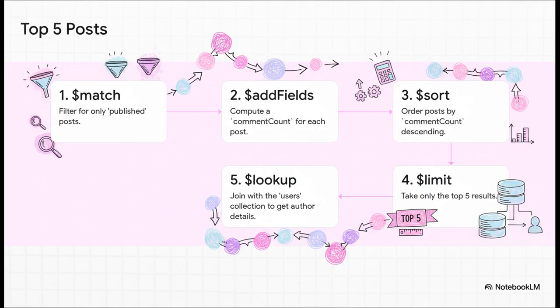First, we $match to grab only the published posts. Then we $addFields to create that comment count on the fly. We sort them, $limit it to the top 5, and then, get this, we can even use $lookup to pull in the author's details. All this heavy lifting happens inside the database, which is way more efficient.